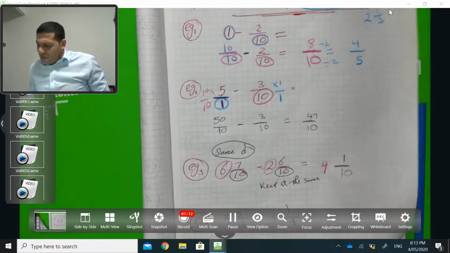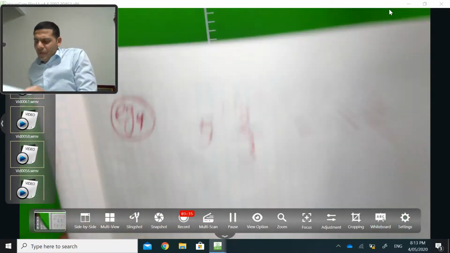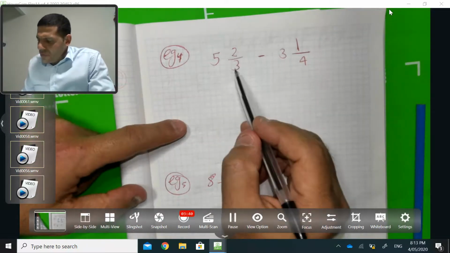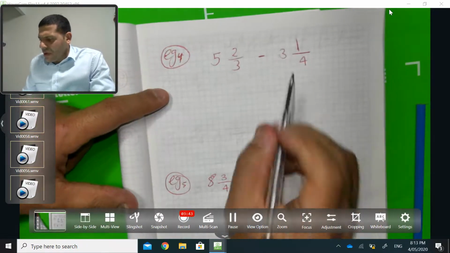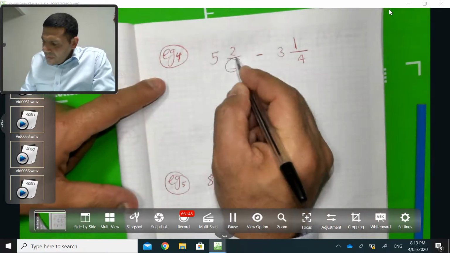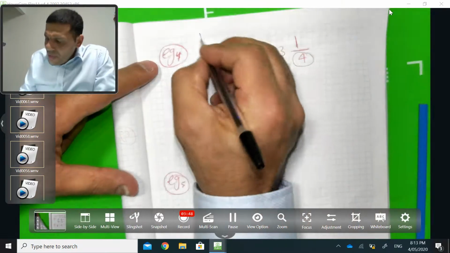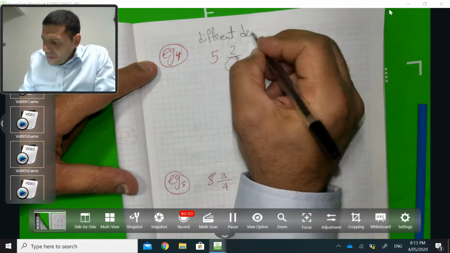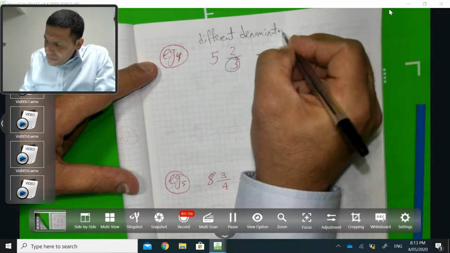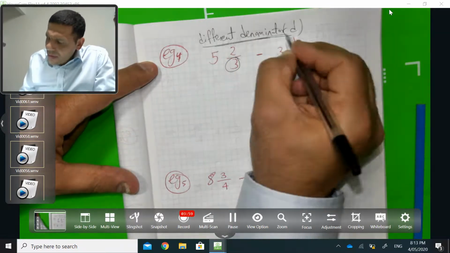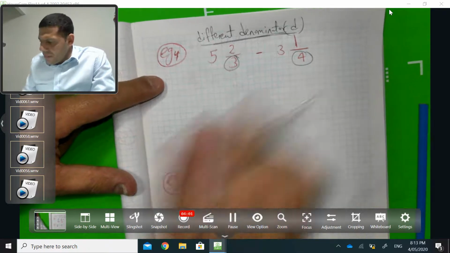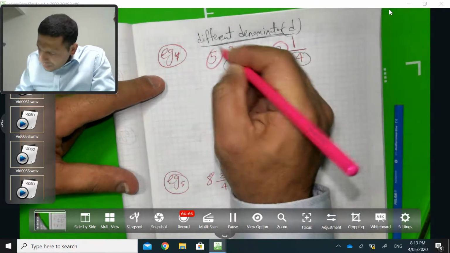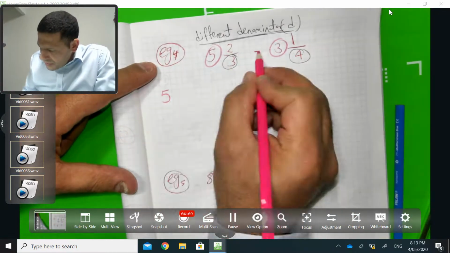We move on to the fourth example: 5, 2 over 3 minus 3, 1 over 4. If you look here, we have different denominators. What can we do when we have different denominators? Step 1, you circle the whole numbers and subtract them, 5 minus 3.